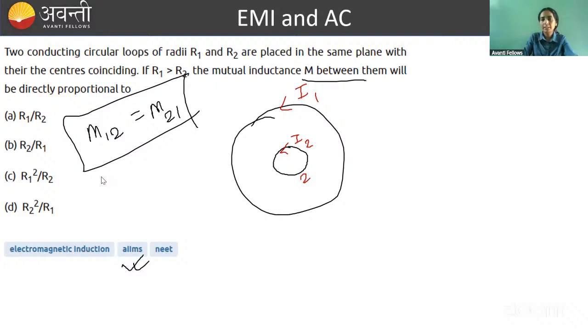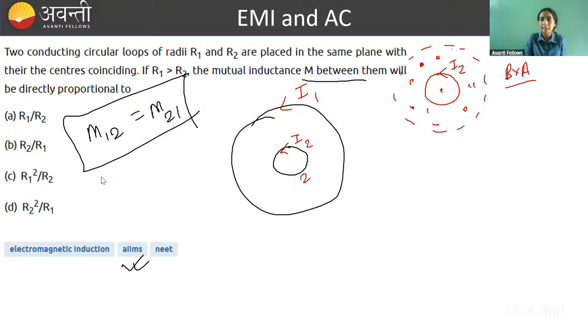Why? Because if you talk about coil 2, it has current I2 flowing through it, and if you have to calculate magnetic flux through the bigger coil, then there is a problem, because how will you calculate magnetic field at this point, at this point, at this point? At all these points magnetic field is different, right? So for magnetic flux we cannot simply do B into A, B is a variable there.